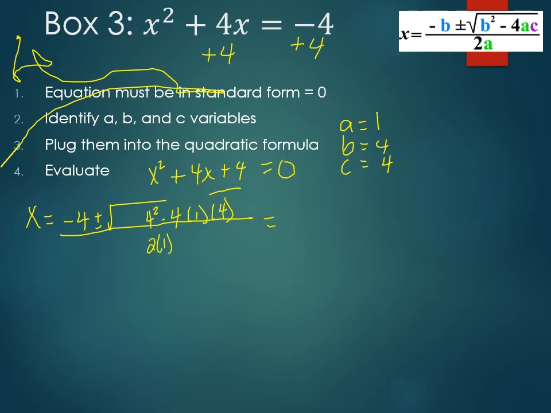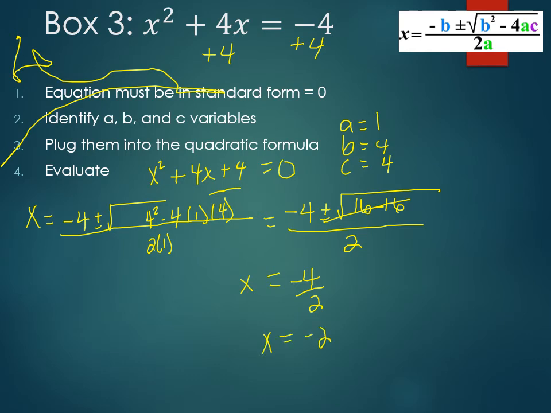That gives me, from left to right, negative 4 plus or minus the square root of 16 minus 16, over 2. And what happens to 16 minus 16? It cancels out. That's where I went wrong. So x equals negative 4 over 2, so x equals negative 2. Told you, you don't have two answers. You were right.